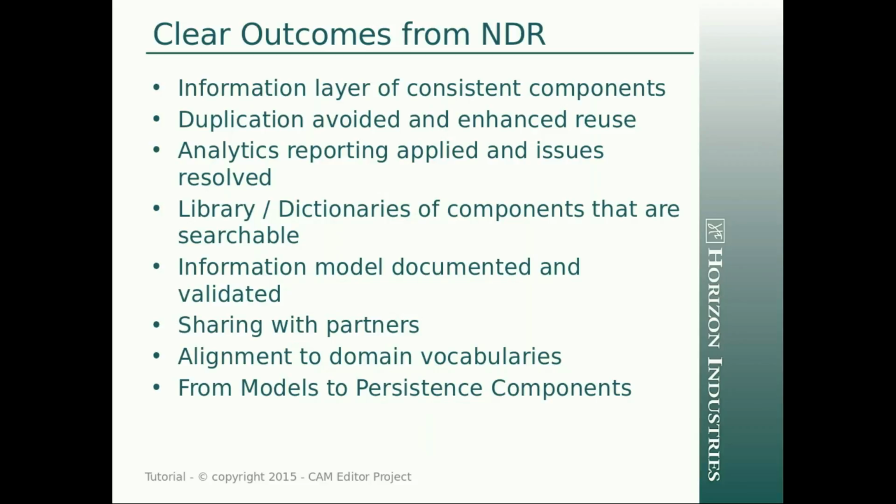So once you've got your components, you've analyzed them using the naming design rules, you've arrived at this point where you've got consistent components, you're avoiding duplication, and you're enhancing reuse because now you can build dictionaries of these components that are searchable. So you can find out where in your various tables you're using things and make sure that they're defined the same way. And the template then is acting as the documentation of your information model. You can share this with your partners very easily.